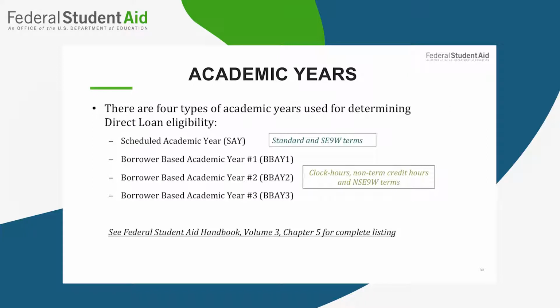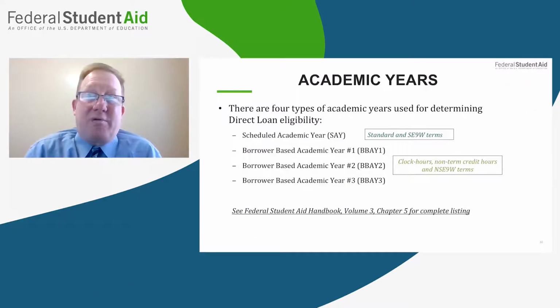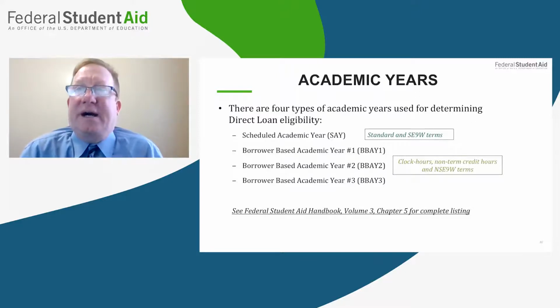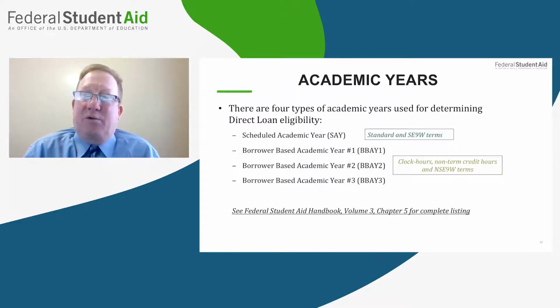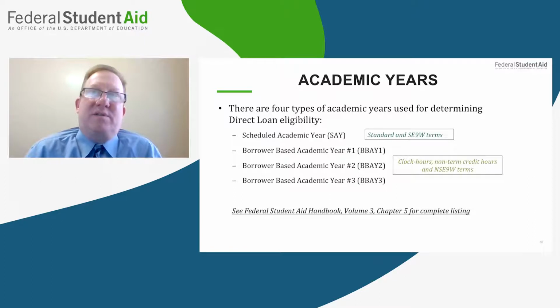And there are 3 different variations of those: borrower-based academic year 1, 2, and 3. Those may be proper for clock hour schools or for non-term credit hour schools and schools that have non-equal, not substantially equal 9-week terms. To determine which of these approaches or which of these academic year measures you should use, look in the Federal Student Aid Handbook, Volume 3, Chapter 5. It gives a complete listing of these, and it explains which one is needed for each type of school.